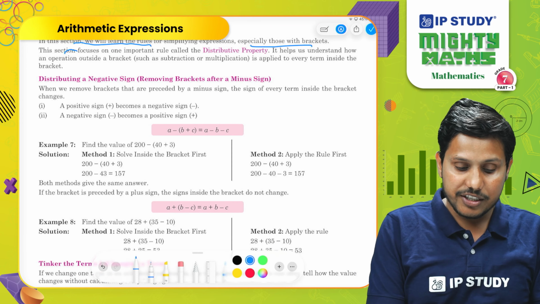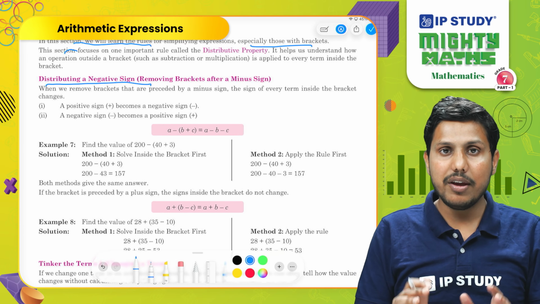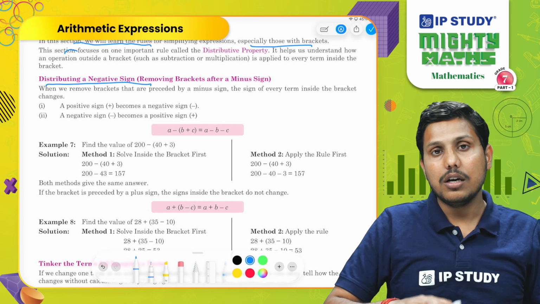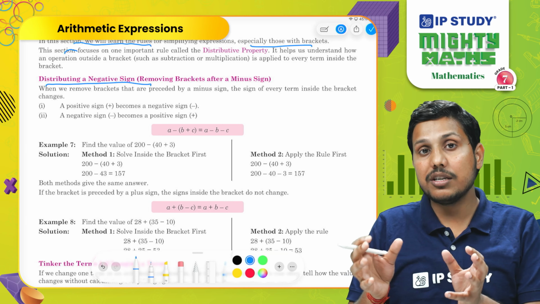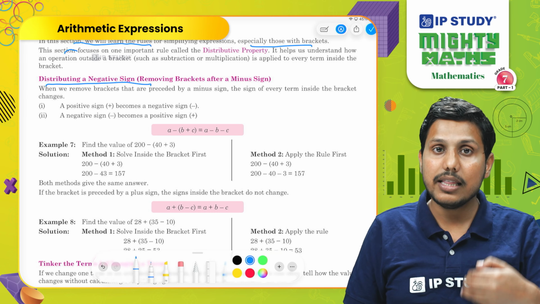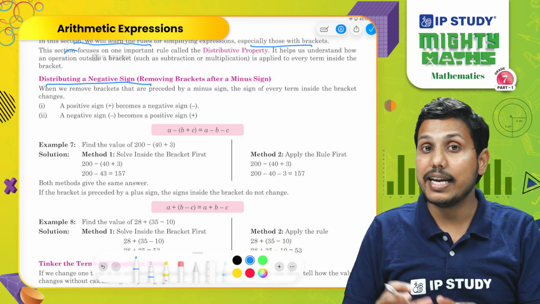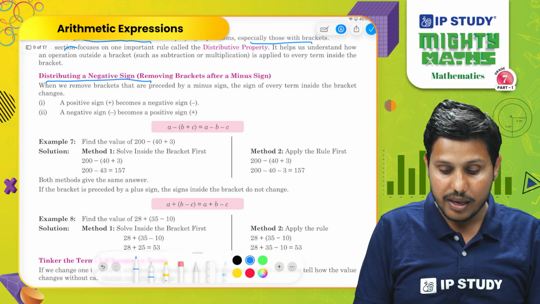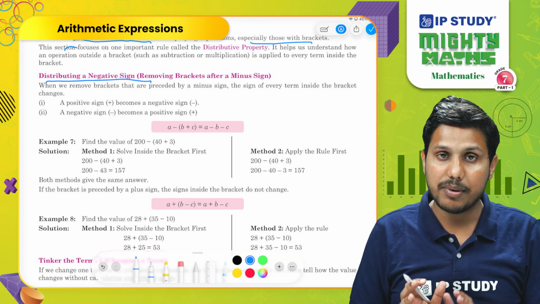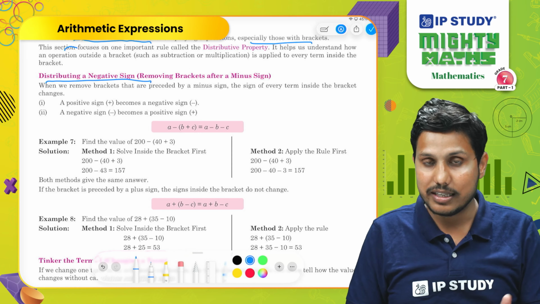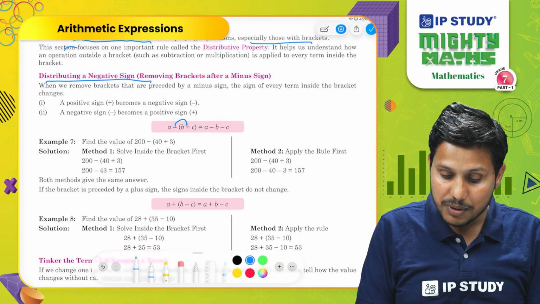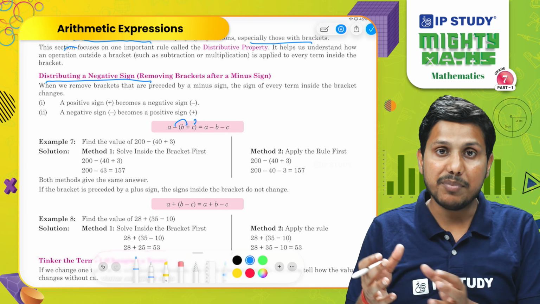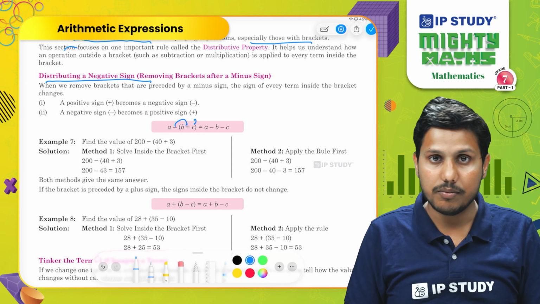Okay, so distributing a negative sign. If we have a negative sign outside the bracket, each term of the expression inside the bracket will get the negative sign, which will change the sign of the term. Like if we have minus the bracket b plus c, with the negative sign on its left, it will be minus b and minus c. It will change the sign that is originally present with the terms of the expression in the bracket.